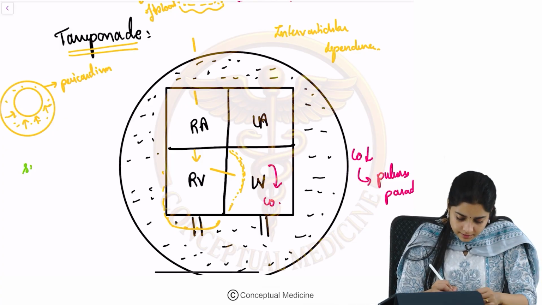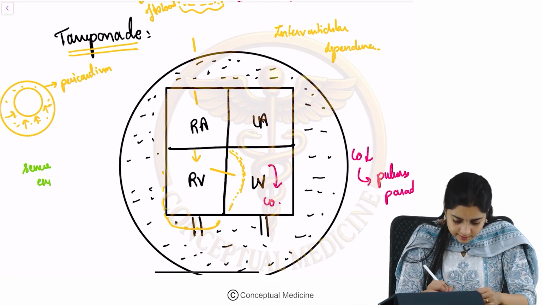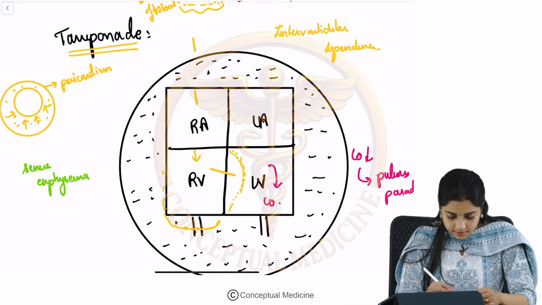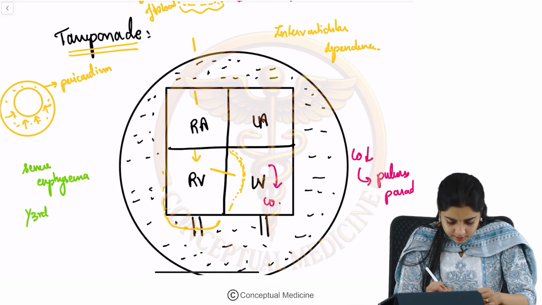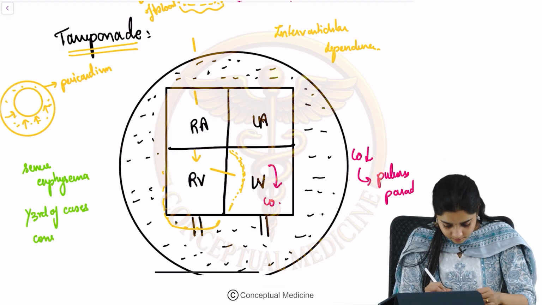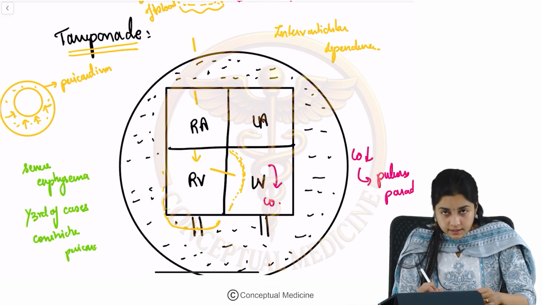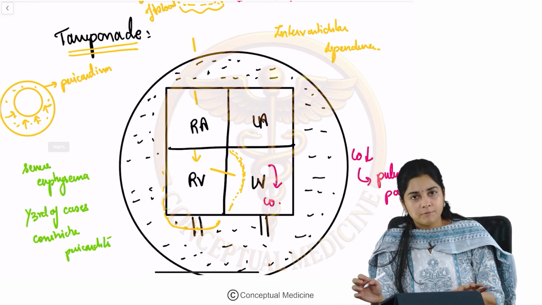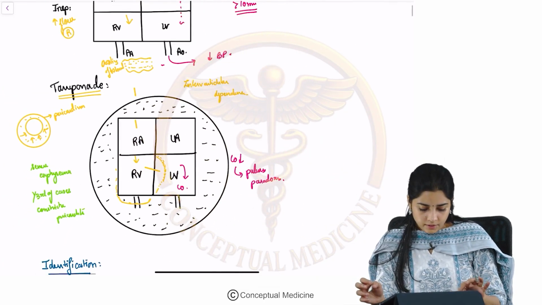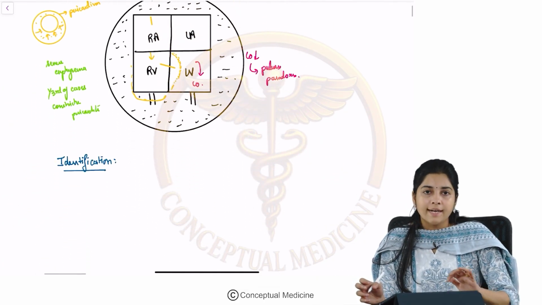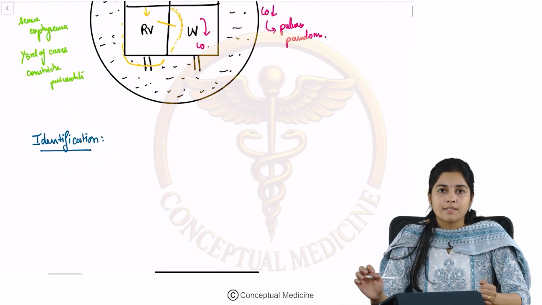Pulsus paradoxus can be seen in severe emphysema. It can be seen in 1/3 of the cases of constrictive pericarditis as well. Okay. So how do we identify this Pulsus paradoxus?